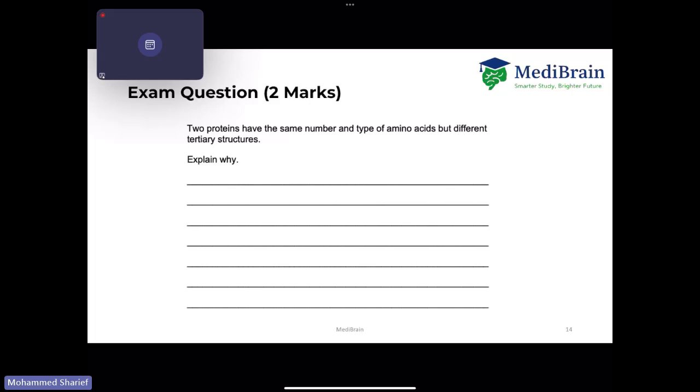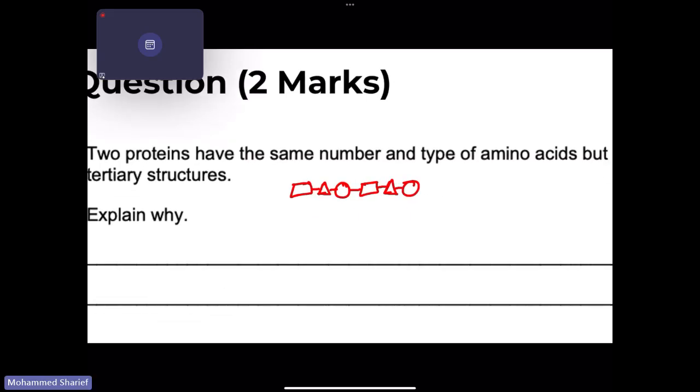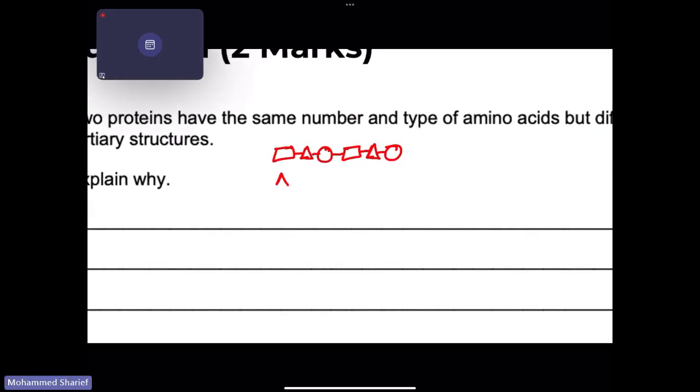Okay, final question, guys. Two proteins have the same number and type of amino acids, but different tertiary structures. Explain why. Now this brings back the example that I put forward. Remember when we had the square, the triangle, the circle, the square, the triangle, and the circle. And then we had the triangle, the square, the circle, the triangle, the square, the circle. What's the difference about this? We have the same number of amino acids, we have the same type of amino acids, but we have different tertiary structures. The reason why is because we have a different sequence of amino acids.